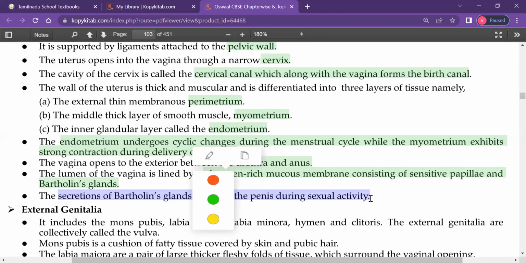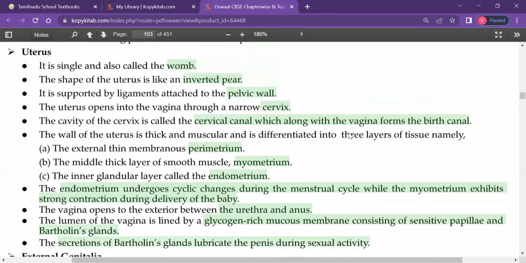Very, very important. Just go through this point. These are very important points of uterus. Read it once more.